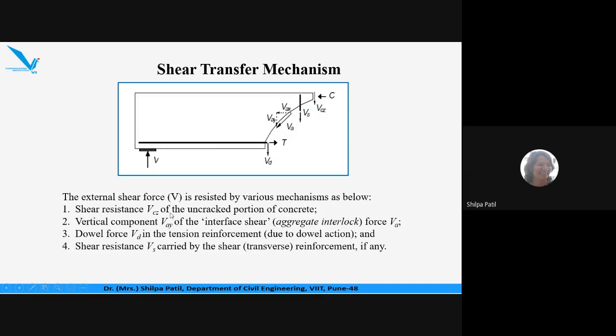So if you consider the first three mechanisms, of the total shear force some component is resisted by concrete, some component is resisted by aggregate interlock, and some component is resisted by dowel action. The remaining shear resistance is to be carried by shear reinforcement. Whatever is the remaining shear force in the beam should be carried safely by the beam, and for that we need to design the shear reinforcement, which is called the transverse reinforcement.